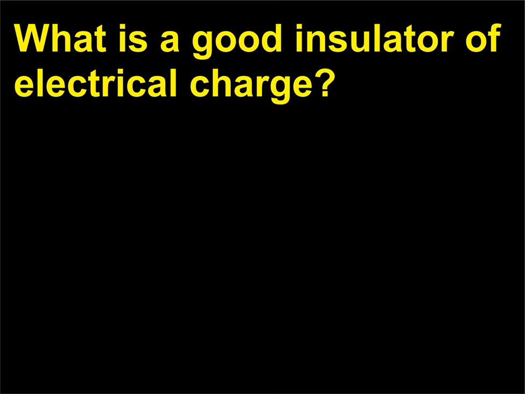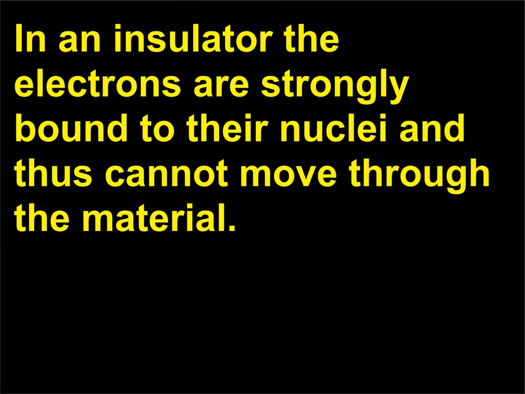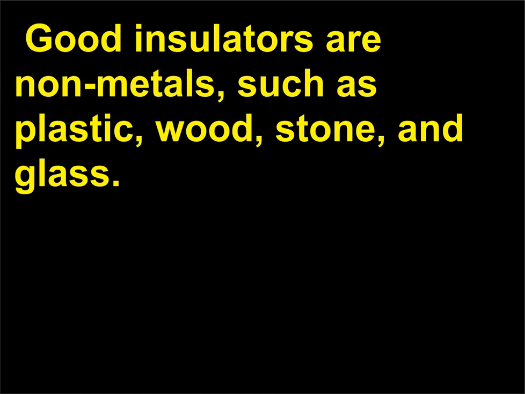What is a good insulator of electrical charge? In an insulator, the electrons are strongly bound to their nuclei and thus cannot move through the material. Good insulators are nonmetals, such as plastic, wood, stone, and glass. Your skin is a good insulator, unless it is wet.